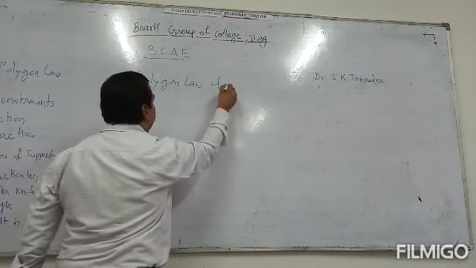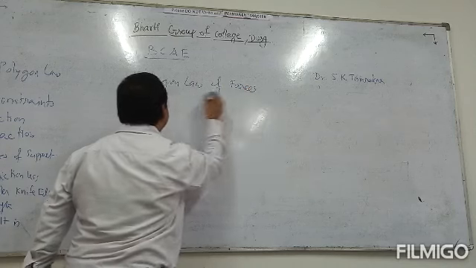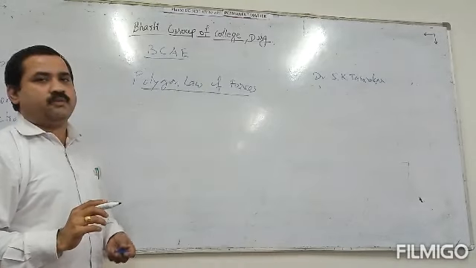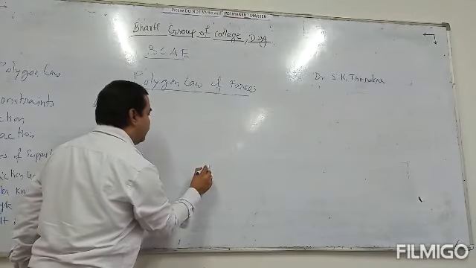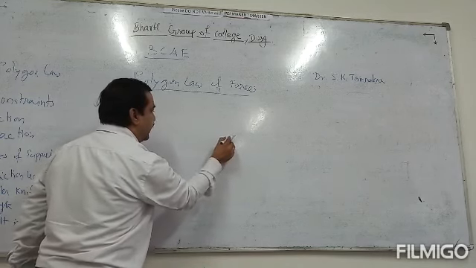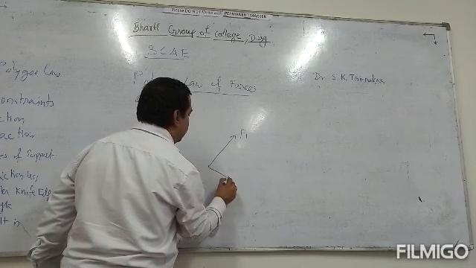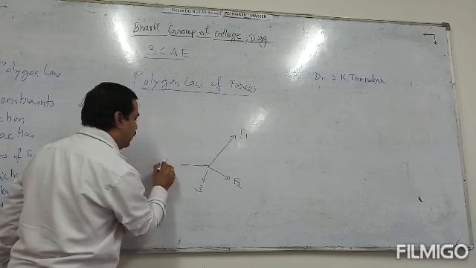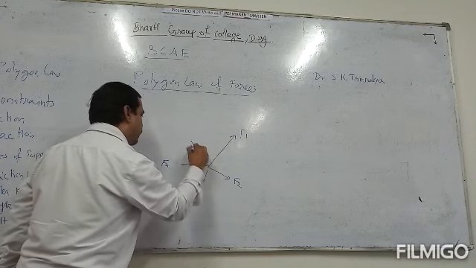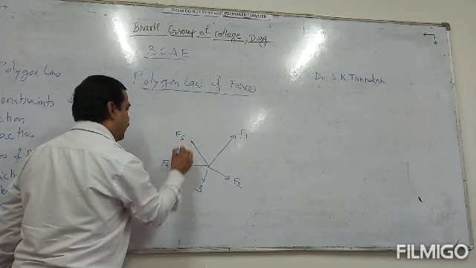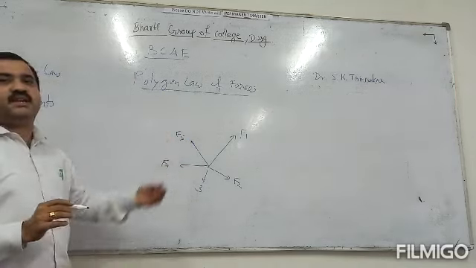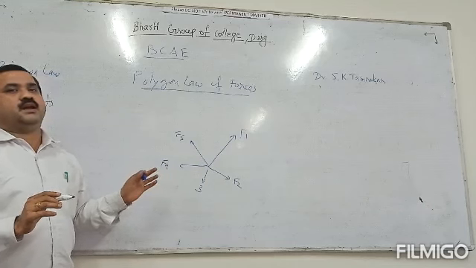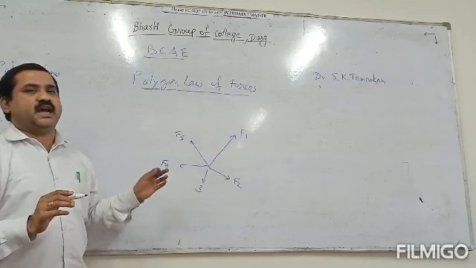I am teaching engineering mechanics, and today's topic is related to force: the polygon law of forces. This law is used for some number of forces. If a number of concurrent forces are acting at a point, like F1, F2, F3, F4, F5, and they are represented by the sides of a polygon taken in order, then the resultant is the closing side.